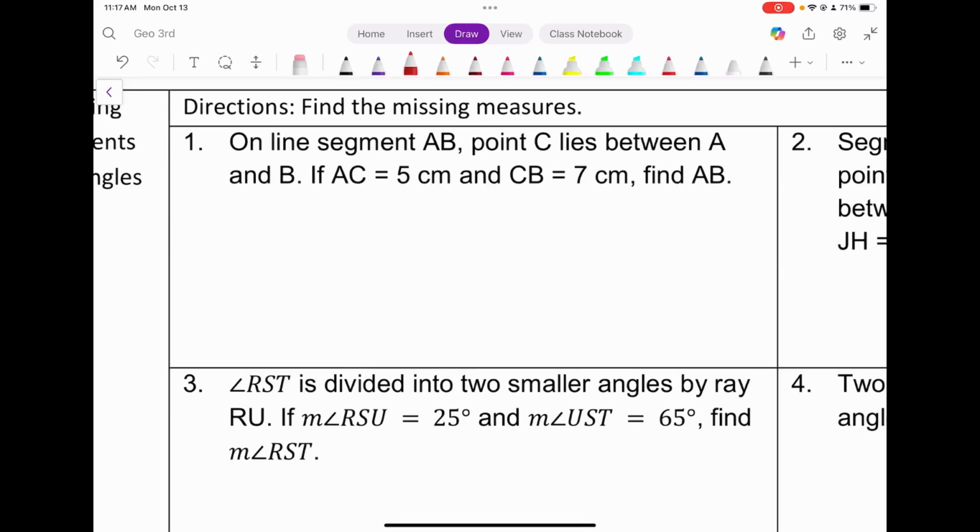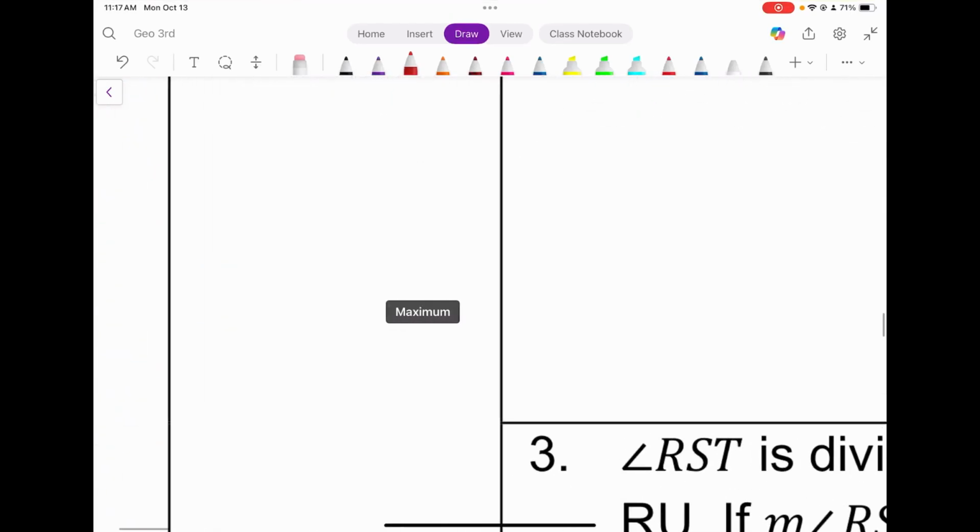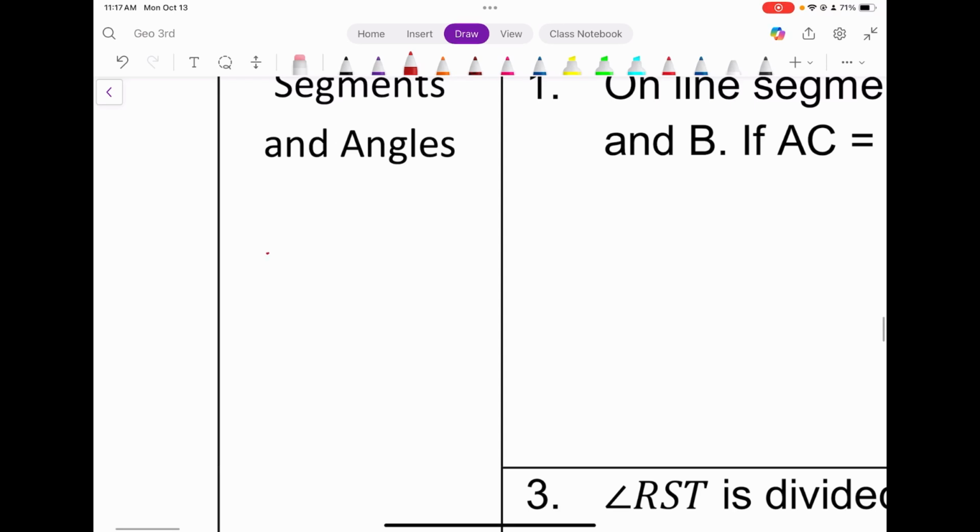Here we're talking about the segment and the angle addition postulates. The segment addition postulate simply says this: if we have a line segment and it's divided into two smaller segments, then in order to find the length of the entire segment, if we have the length of one small segment and the length of another small segment, we simply add them together. The angle addition postulate works the same way.